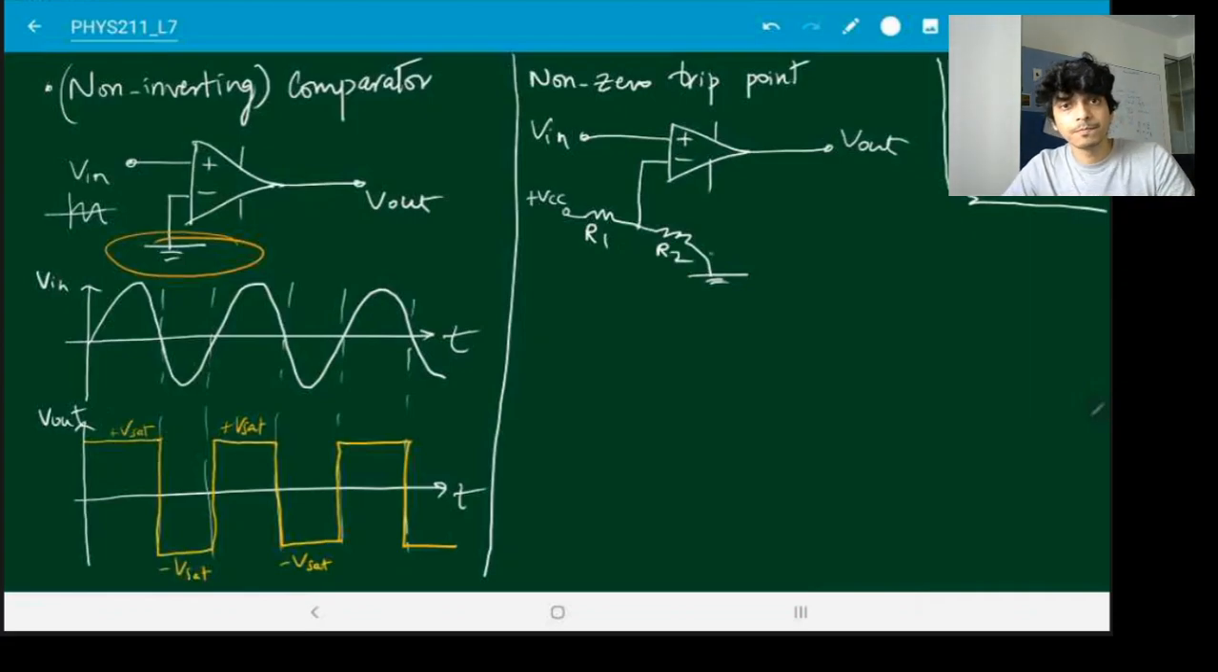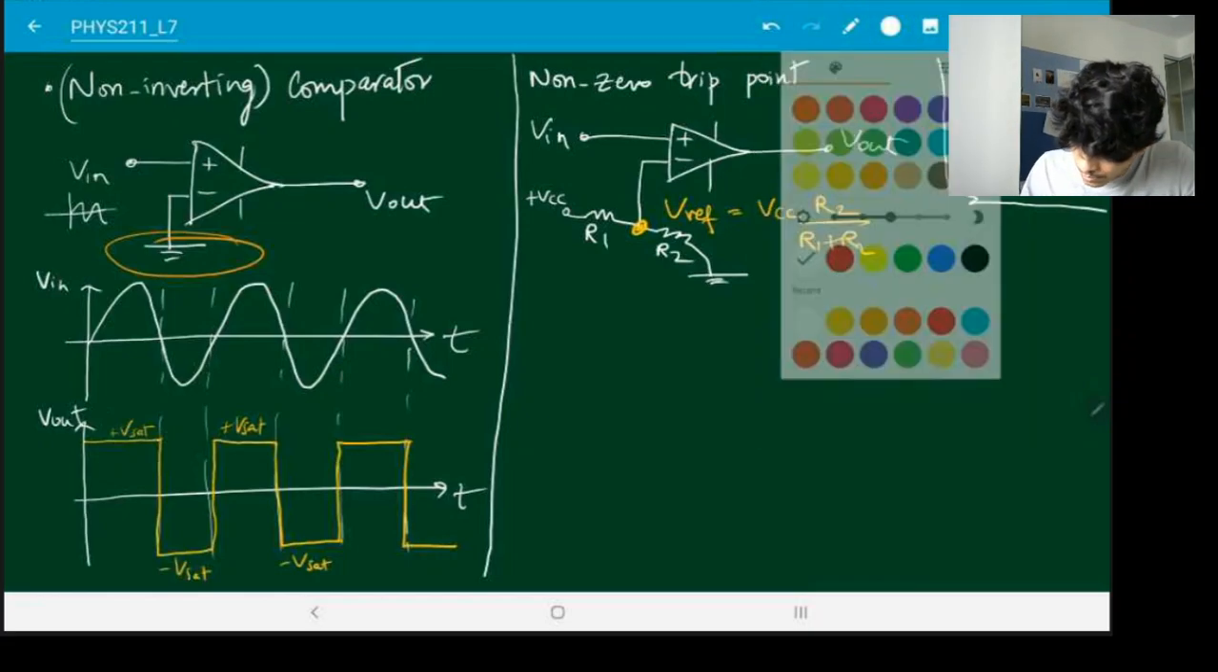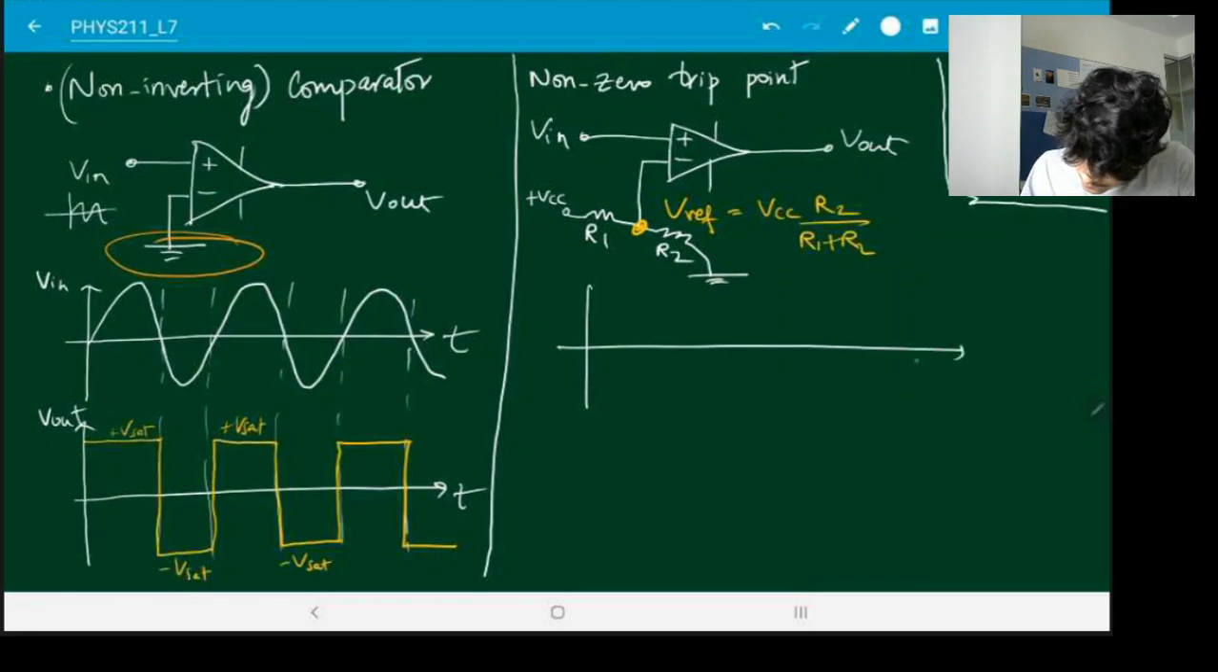Now you'll see I put a voltage divider circuit over here. So the reference voltage is just given by VCC R2 divided by R1 plus R2. So I have changed what my reference voltage will be. So now let's see what the output will look like.